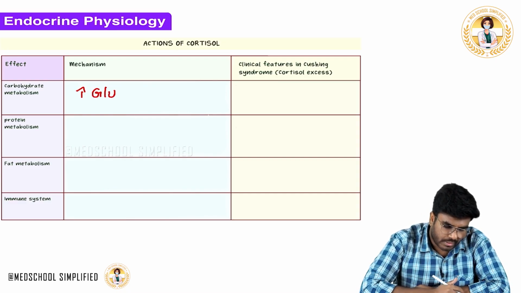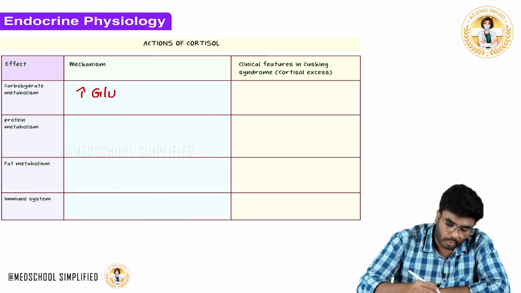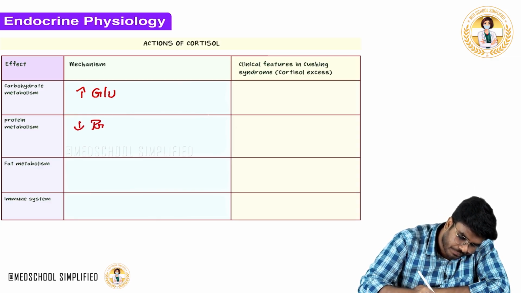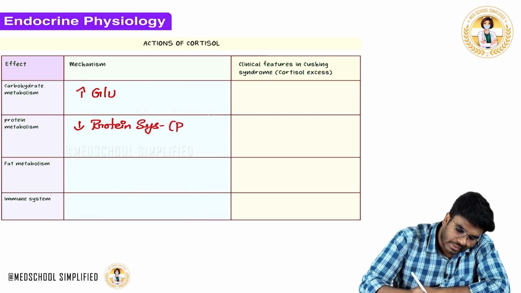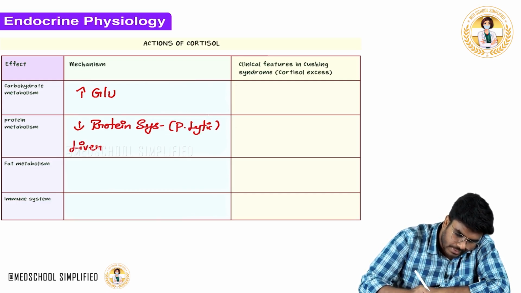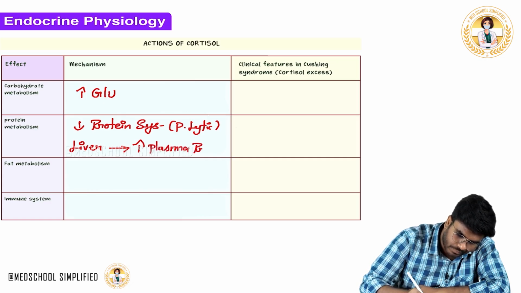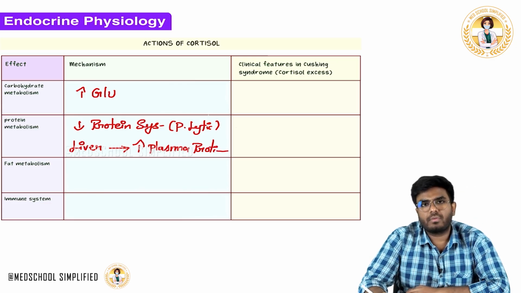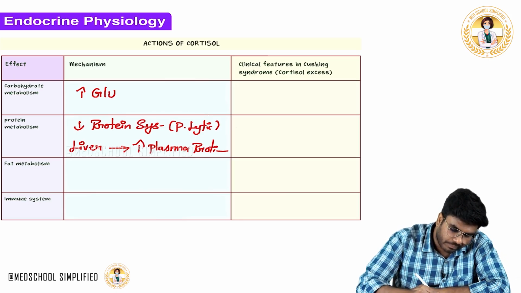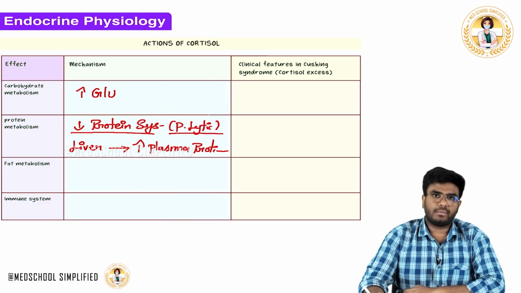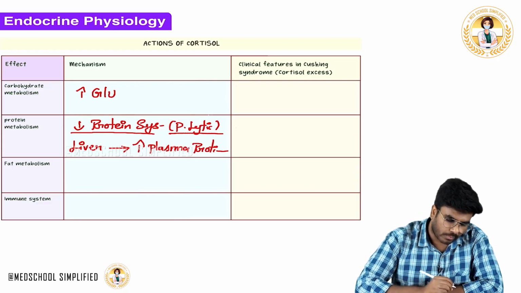Cortisol is a catabolic hormone, so it is proteolytic. It decreases protein synthesis everywhere in the body, or I should say it is proteolytic. But in the liver it helps in the production of plasma proteins, so in the liver it is anabolic. Cortisol acts on the liver and increases the production of plasma proteins, but elsewhere in the body it decreases protein synthesis. Cortisol is a catabolic hormone. It's a stress hormone.